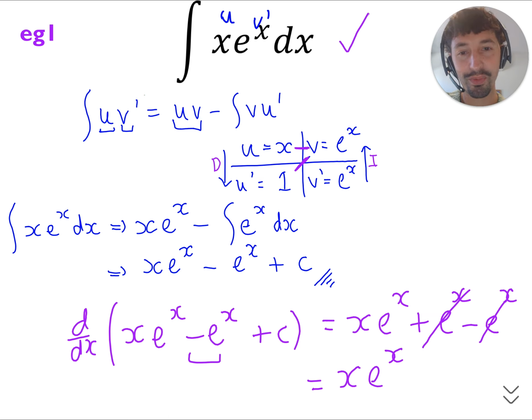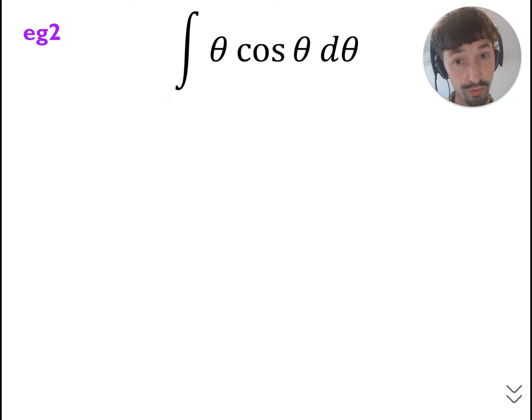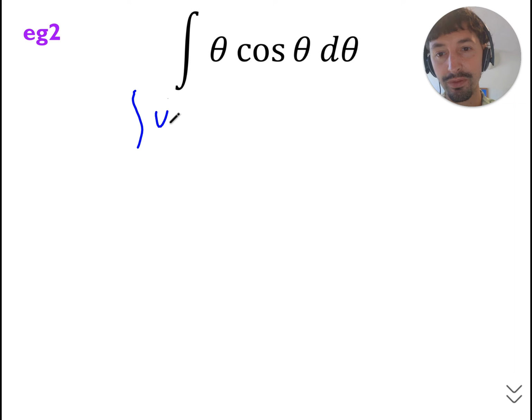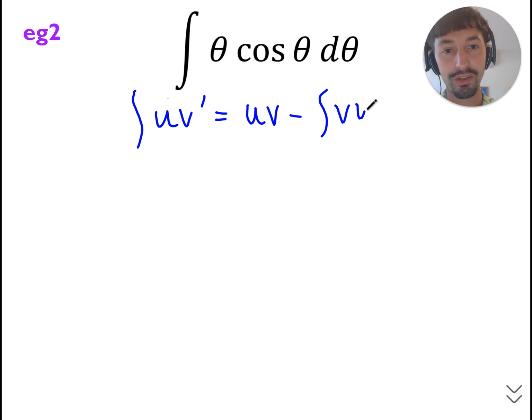Let's do another example. Example 2. So we're going to integrate theta multiplied by cos theta with respect to theta. And we're going to use integration by parts again. So let's remind ourselves of the formula. So the integral of u v dash is equal to u v minus the integral of v u dash.